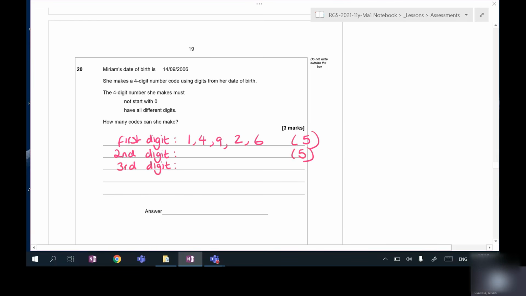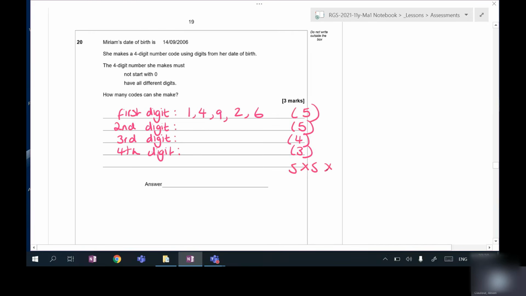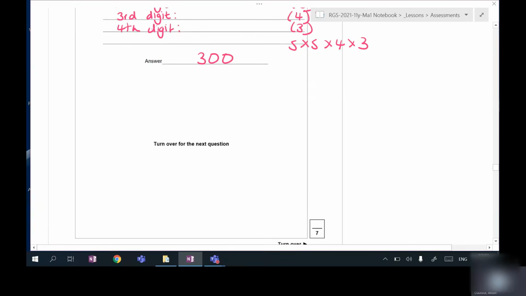For the third digit, we've now used up 2 of them. We've used the one that we had in the first digit and the one that we had in the second digit, so we've now only got 4 options left. And then for the fourth digit, again, you can't repeat, so we've now only got 3 options. So it'll be 5 times 5 times 4 times 3. 5 times 5 is 25, times 4 is 100, times 3 is 300. So it's very much about logical thinking.